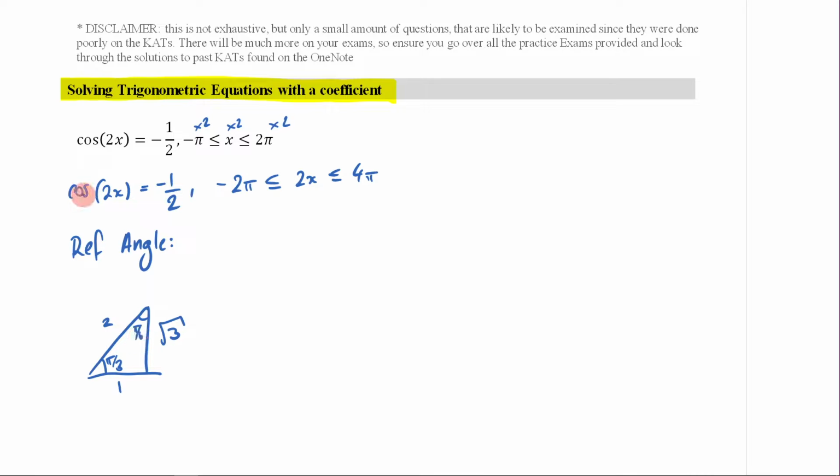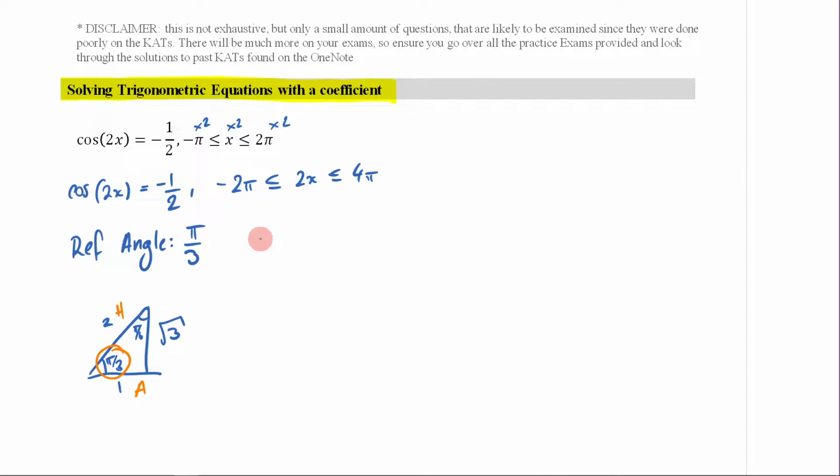Okay, now cos of what angle gives me a half out? When you're figuring out your reference angle, you just ignore that negative. Cos is adjacent over hypotenuse, right? For me to get 1 over 2 using adjacent over hypotenuse, it has to be this angle right here, so it has to be pi on 3. That means my reference angle is going to be pi on 3. Make sure you identify the reference angle. That's very important, and it might be worth a mark.